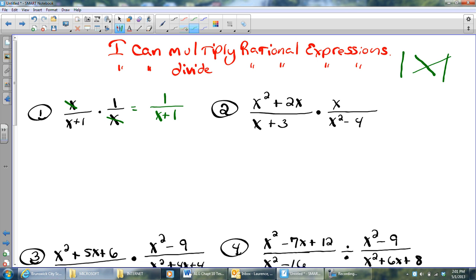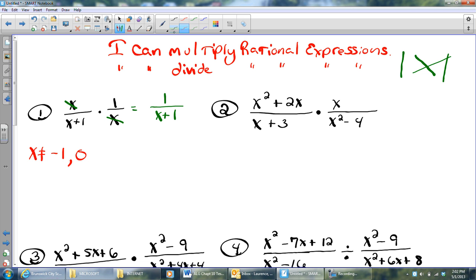All right, now I do have to mention my restrictions, the number that x cannot equal, and I know right here that x can definitely not equal -1. But I also know right here that before I cancel it, x cannot be 0. I need to find my restrictions before I actually cancel things out. Okay, that was a real simple one.